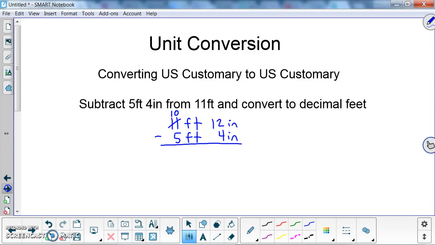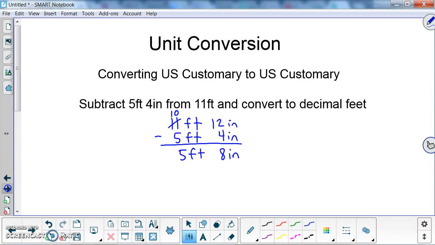12 inches is 1 foot. So I will have 12 inches or 1 foot. 12 minus 4, I get 8 inches. And then 10 minus 5 is 5 feet. So I have 5 feet, 8 inches. They are combined. That there's a plus sign that's implied in between them.